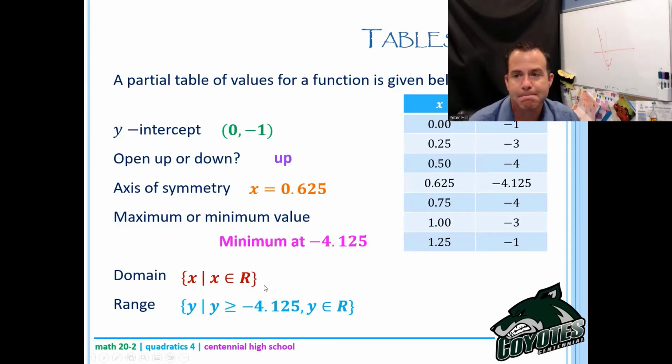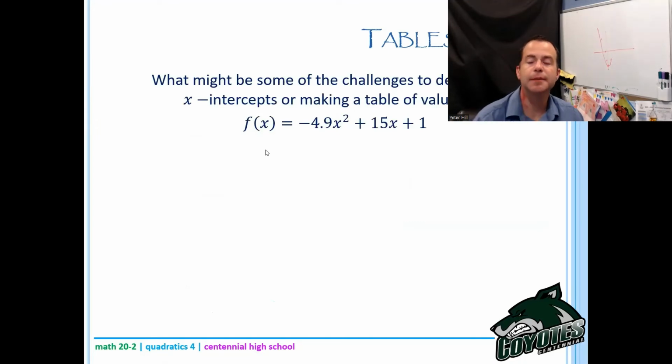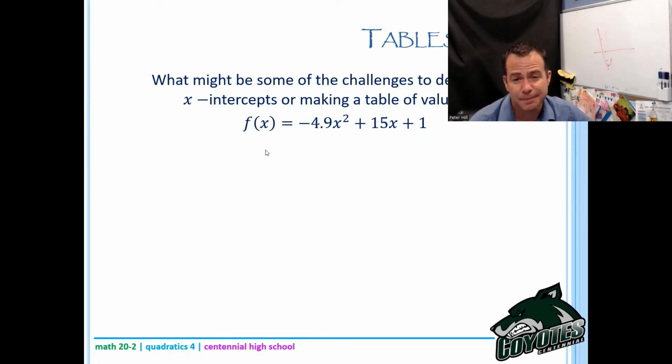All right, awesome. Now, what might be some of the challenges to determining x-intercepts or making a table of values for f of x equals -4.9x squared plus 15x plus 1? What I want you to see here is if you start plugging in like 1 for x and 2 for x, that's how we make a table of values, right? Your numbers get very kind of messy, okay? And when they're messy, they're harder to graph.